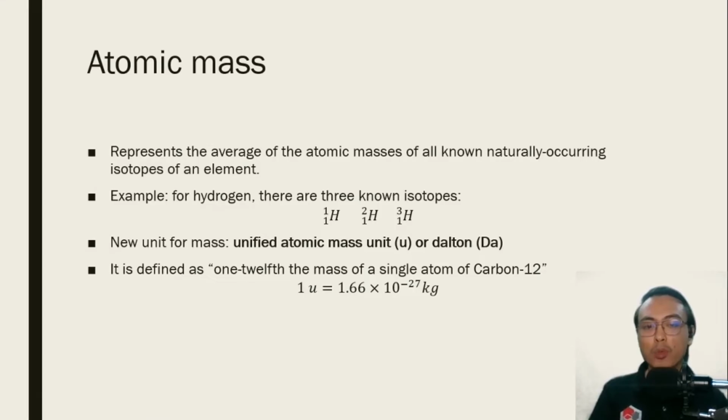For atomic mass, we are using the unified atomic mass units, signified by the letter U, or Daltons. But you are more familiar with the units of grams per mole in the atomic mass, so we're going to use grams per mole as well. Technically, atomic mass is defined as 1/12 the mass of a single atom of carbon-12.